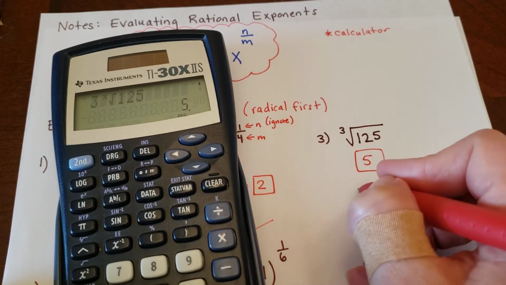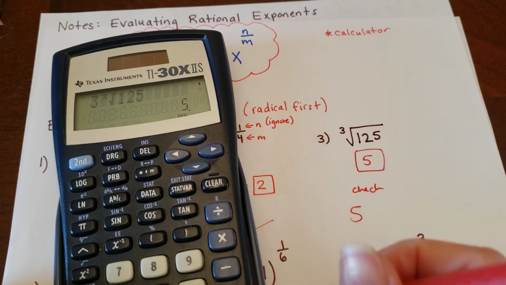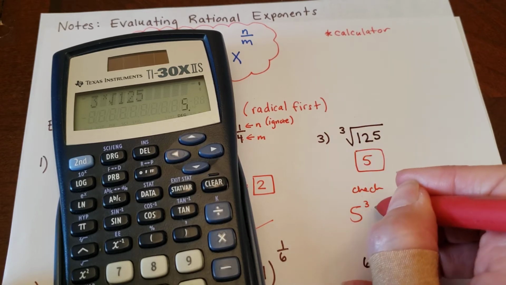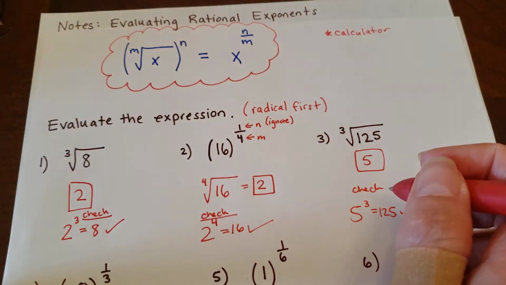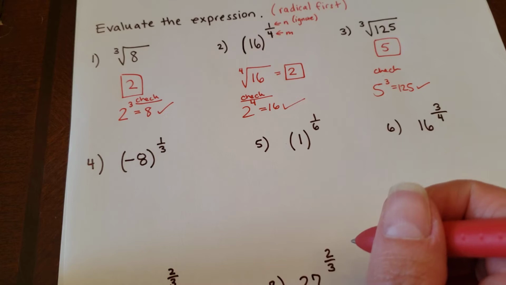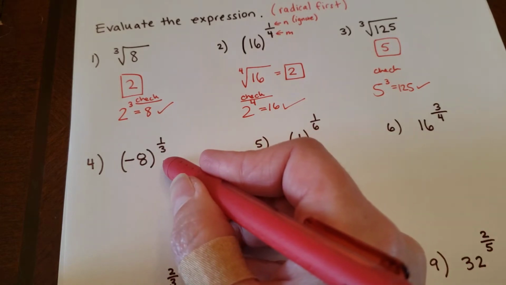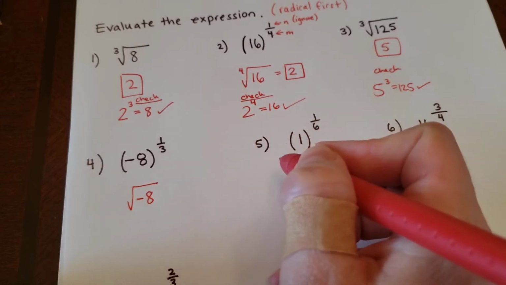And again, I could check it if I wanted to. So 5 to this power here, so 5 to the third, is that 125? And it is, so I know my answer is correct. The next one, you'll do the same thing. So this one, rewrite it in radical form first. This is a -8, and that's okay. That -8 just goes underneath.